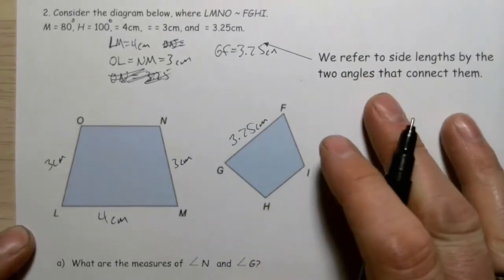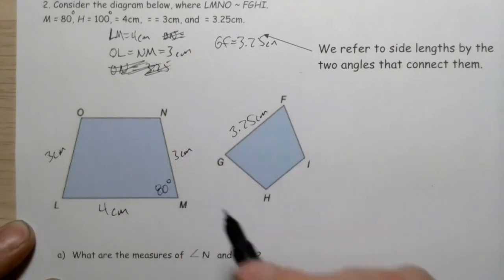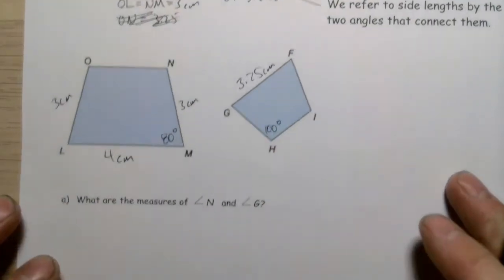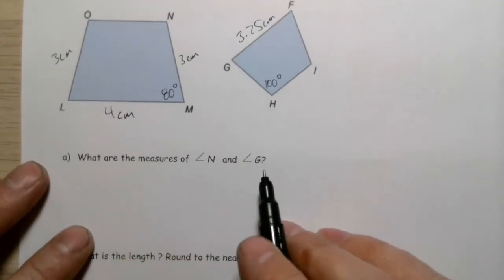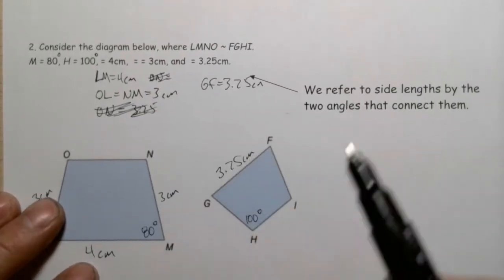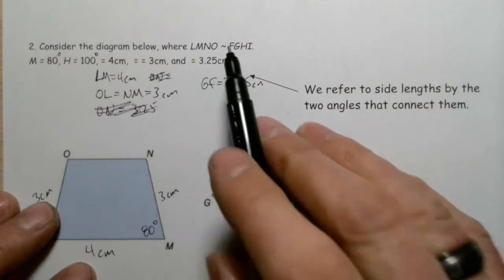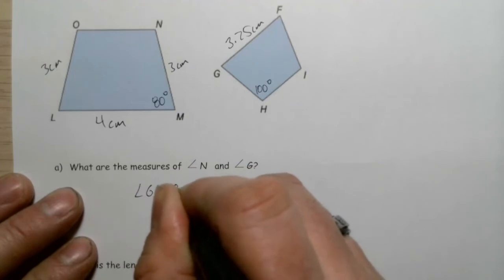Okay, so M here is 80 degrees. And then H is 100 degrees. So what are the measures of angle N and angle G? Well, if I take a look at this right here, I know that M and G correspond to each other, so I know that G is going to have the same value as M. So angle G is going to be 80 degrees.